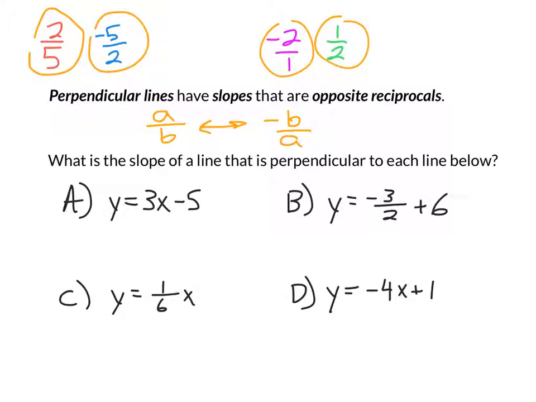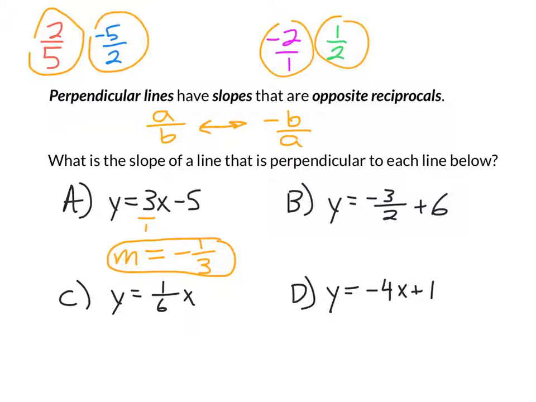If we look at the slope of this line, we know the slope is 3, and we can think of that as 3 over 1. For the slope of a line perpendicular to that, we would need the opposite reciprocal. So 3 over 1 would become 1 over 3, and we have to make it the opposite of that, so we make it negative. So negative 1 over 3 is the answer. That's the slope of the line that's going to be perpendicular to example A.